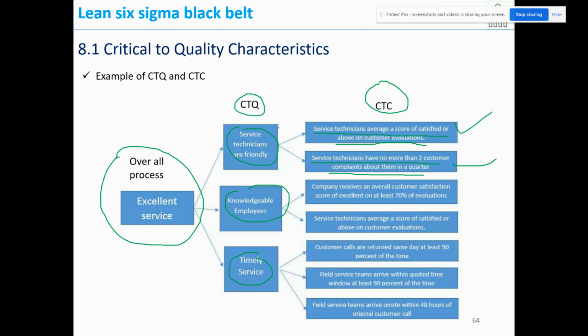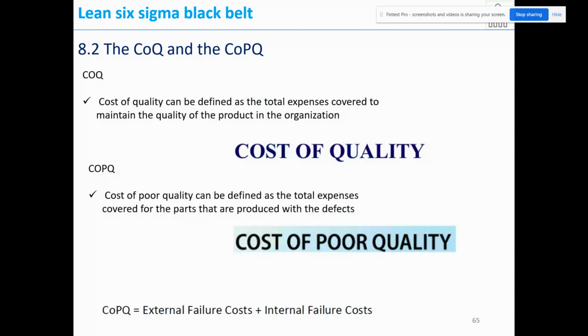So these two things are critical to customer. If we maintain this CTQ well, these two things can be achieved. That means, as we seen in the previous slide, CTQs are the drivers of CTC. So they are driving this. So this is an example of critical to quality characteristics chart.